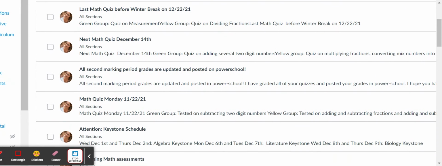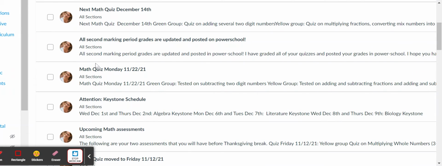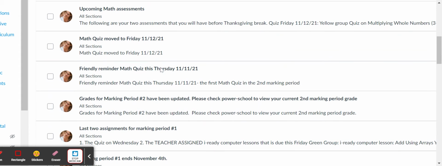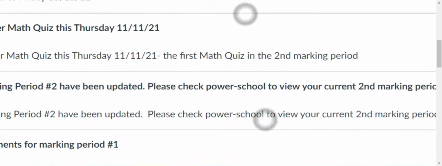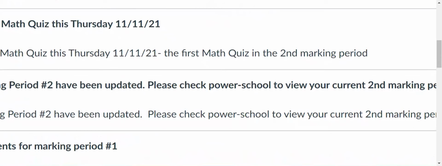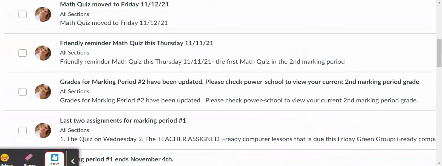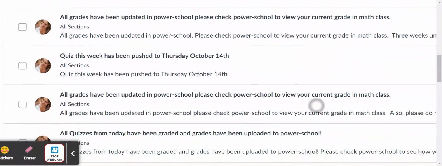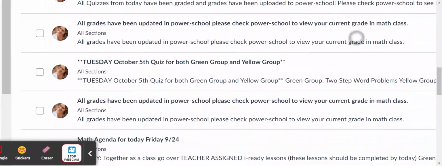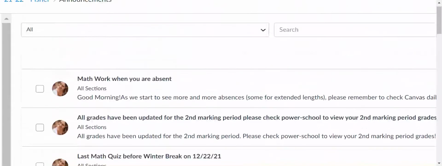So again, reminders of upcoming quizzes, when the marking period is ending, when I update grades on PowerSchool. I post all the grades through PowerSchool. I don't do it through Canvas. So I'll say I just updated all the grades. If you want to take a look, your grade is current and ready to go. So you'll see I do make announcements for everyone.